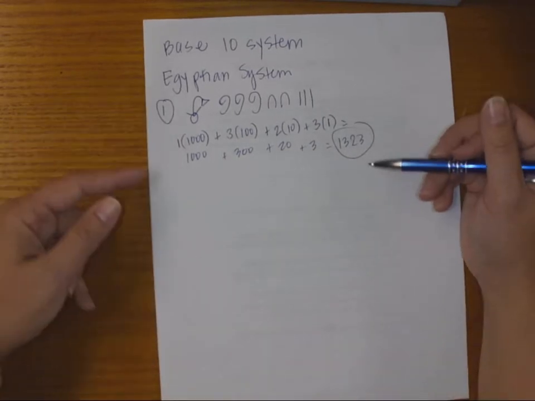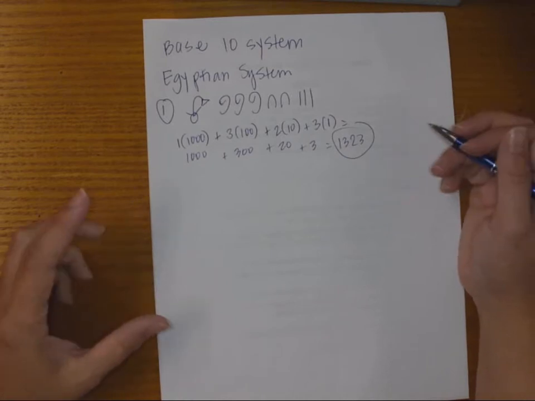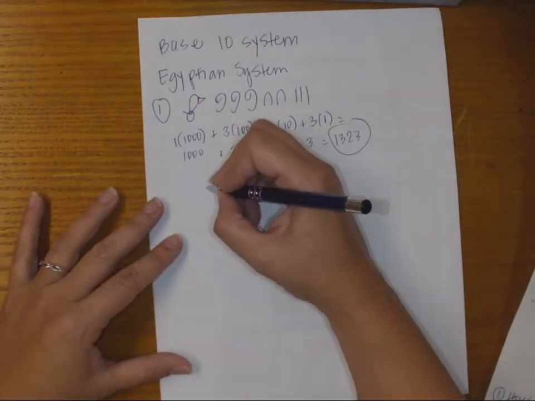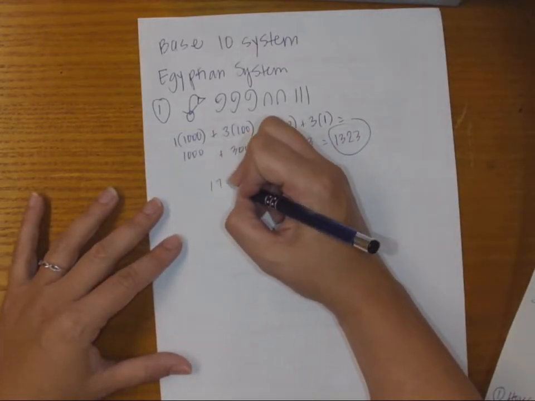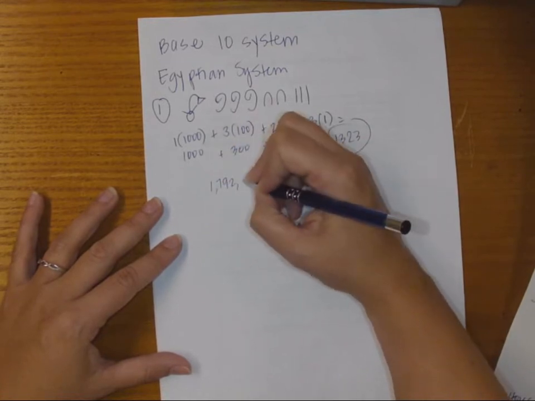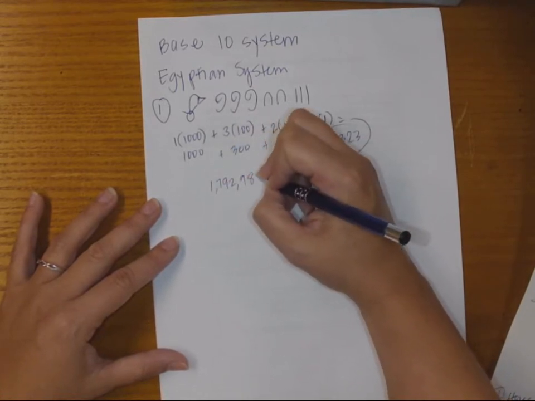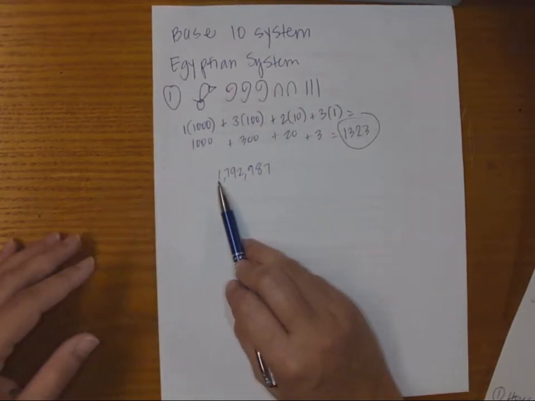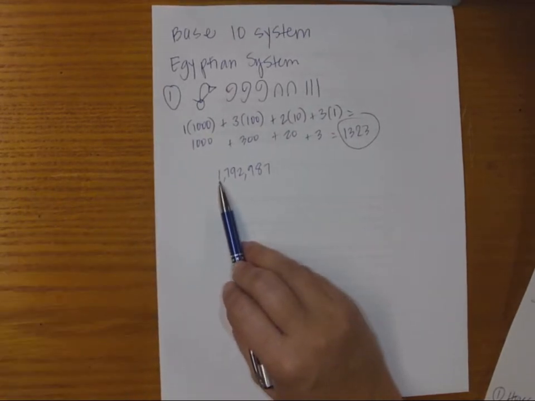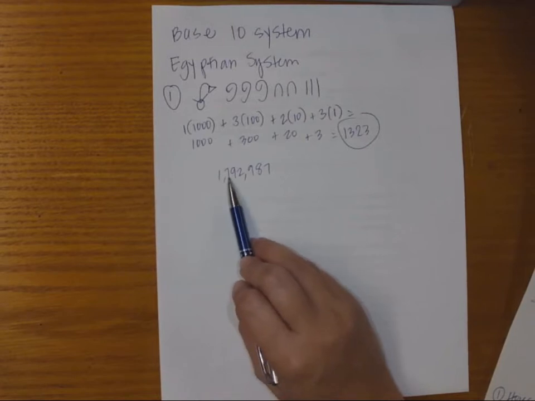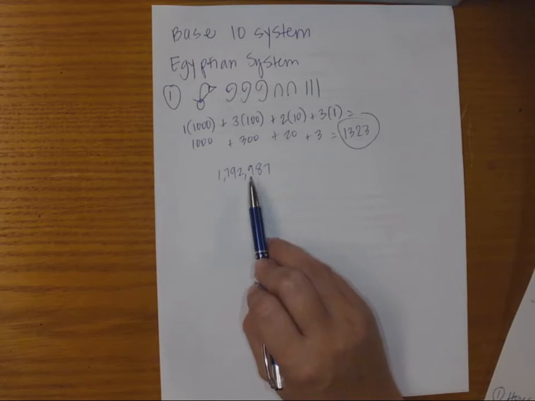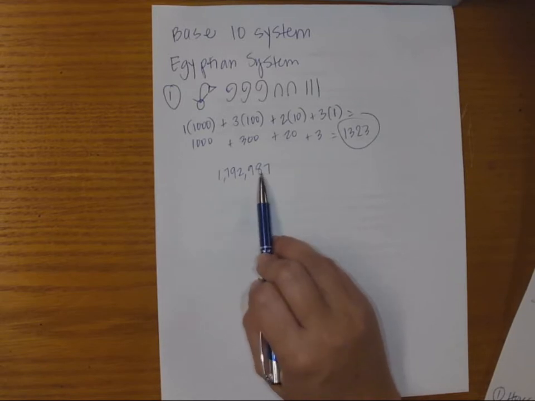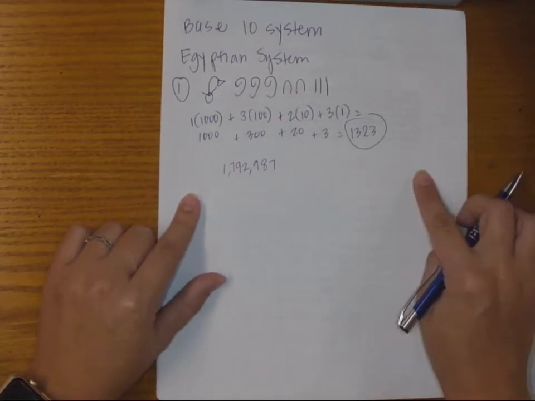Okay, so we could do more examples of this, but you could see how much fun would it be to write the number 1,792,987. Okay, I would have to do 1 of the astonished man. I'd have to do 7 tadpoles, 9 pointing fingers, 2 lotus flowers, 9 coiled ropes, 8 heel bones, 7 sticks. That's a pain to draw all that out.